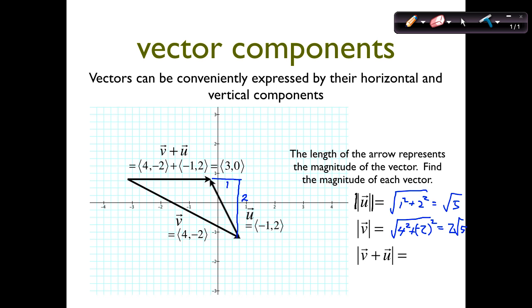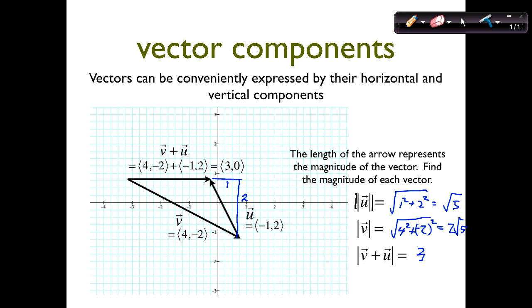What's the magnitude of v plus u? 3. How do you know it's 3? It's all in the horizontal direction. The whole vector is horizontal, so it's the horizontal component. So it has a magnitude of 3 because it's all 3 to the right. So don't use the formula. Be on the lookout for a quick and simple solution. Oh, hey, that's just 3 because the x component is all 3 and nothing up and down.